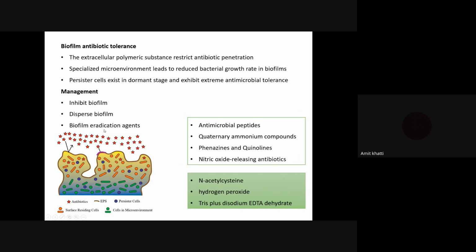So these approaches can be used. Either we can inhibit the biofilm formation through selective and discriminate use of antimicrobial agents. If biofilm formation is there, we can disperse the biofilm by using suitable agents like antimicrobial peptide, quaternary ammonium compound, phenazine, and nitric oxide releasing antibiotic. Or we can eradicate it by using N-acetylcysteine, hydrogen peroxide, or Tris plus disodium EDTA.